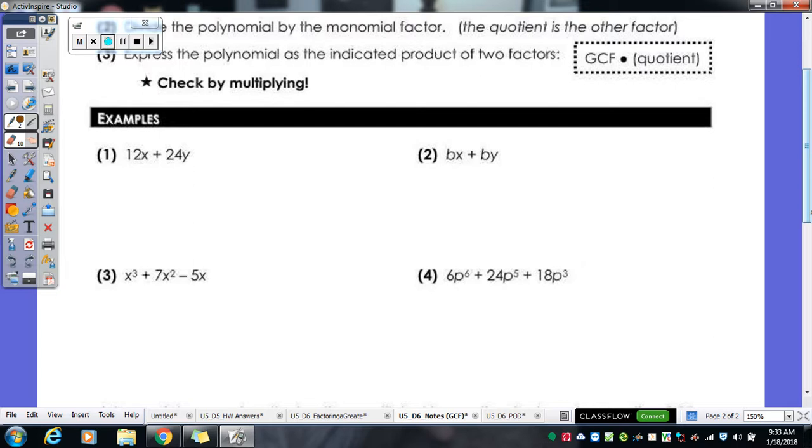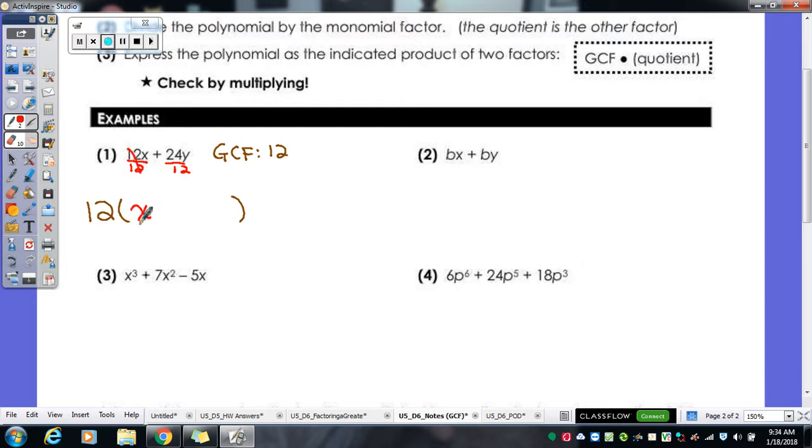If we look at example 1, I'm going to write off over to the side here. We have a 12x and a 24y. What's the largest number that goes into 12 and 24? 12. Do they have any letters in common? No. So our GCF here is going to be a 12. When we're factoring, we're going to set it up where the GCF is out in front of one set of parentheses. So my 12 is going to be out in front, and I get one set of parentheses. To figure out what's going to go inside those parentheses, I have to divide each term up here by my GCF. So I've got to divide them by 12.